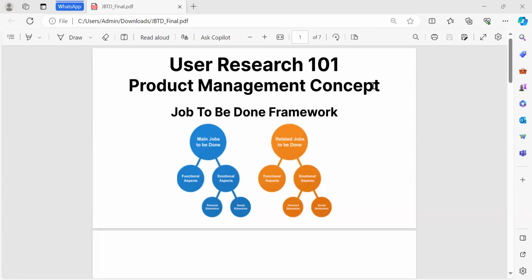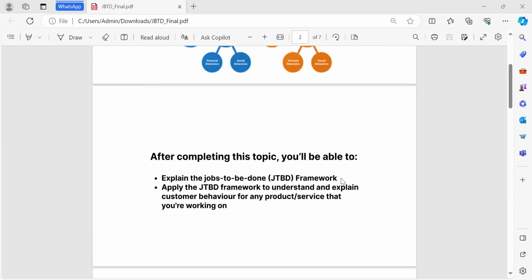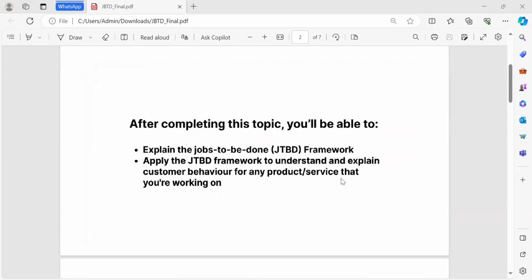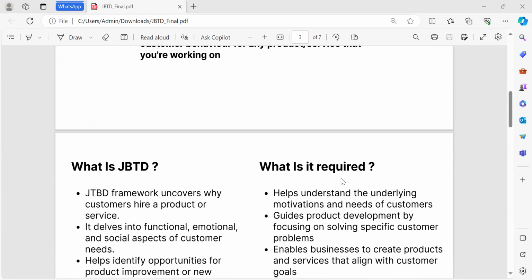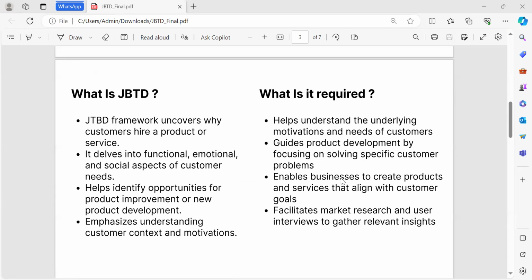So now we are going to talk about a framework that will help us in the identification of the problem in a better way. So it's basically identification of the correct pain point that can be represented to anyone. So we will explore what this framework is. After completing this, we will be able to explain this framework and apply it to any product or service that you are working on. So first we need to see what this framework is and why it is required.